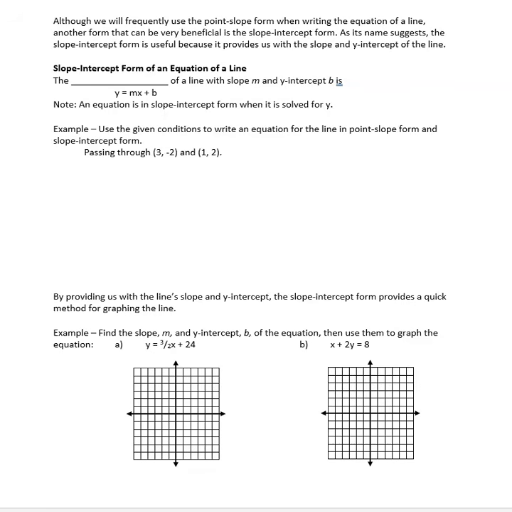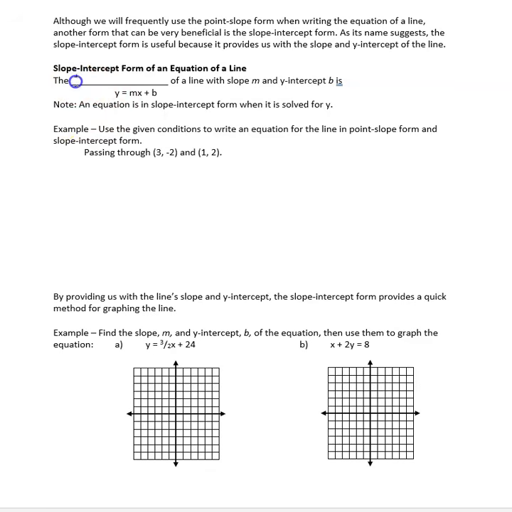In our previous video, we talked about the point-slope form of the equation of a line, and although we will frequently use the point-slope form to write the equation of a line, another form that can be very beneficial is the slope-intercept form. And as its name suggests, the slope-intercept form is useful because it provides us with the slope and the y-intercept of the line.